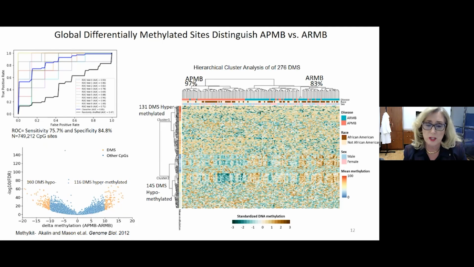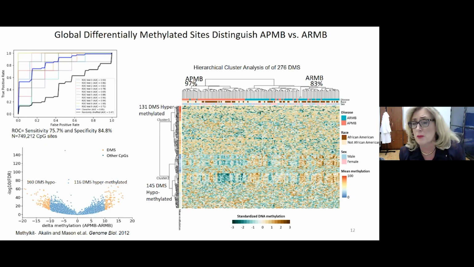We then went on to identify, using methylKit, the differentially methylated sites, and we found there were 116 differentially methylated sites that were hypermethylated in AR, the resolvers, versus the persistent infection, and 160 sites that were hypomethylated. On the right side, you can see the hierarchical clustering of these 276 differentially methylated sites. And we can see that these sites differentiated very effectively persistent infection from a resolving infection.